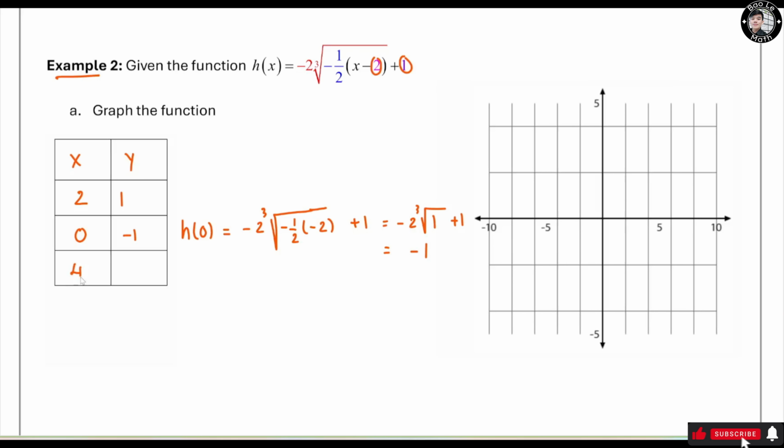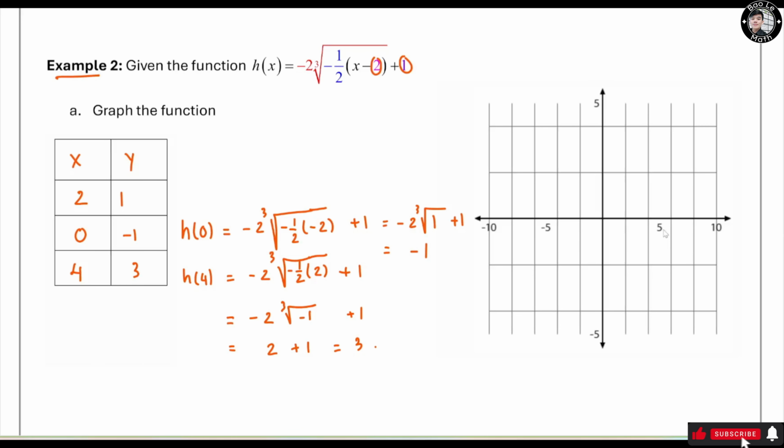Let x equal 4. So we have h of 4. It's going to be -2 cube root of -1/2 times 4 minus 2, which is going to be 2, plus 1. Now we're going to simplify. It's going to be -2 cube root of -1, plus 1, right? So it's going to be 2 plus 1. It's going to be 3, right?